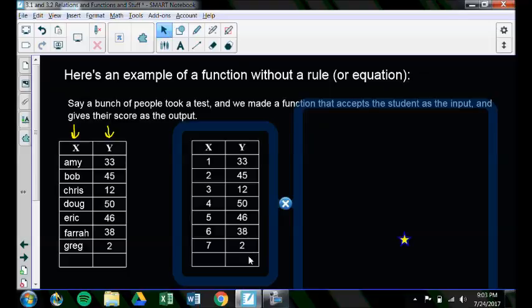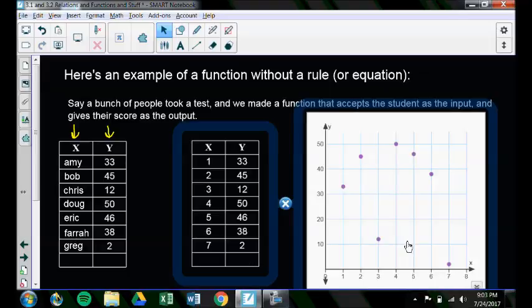But say if instead of using names, we gave these students ID numbers, like Amy is student 1, and Bob is student 2, and Chris is student 3. Well, now since I have inputs and outputs that are values, that are numbers, I can make ordered pairs out of them, and I can graph them. And we can see here's student 1, here's student 2, here's student 3, 4, 5, 6, and 7. Poor little Greg didn't do so well on this one.